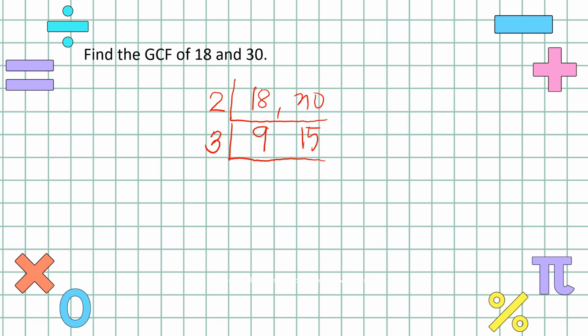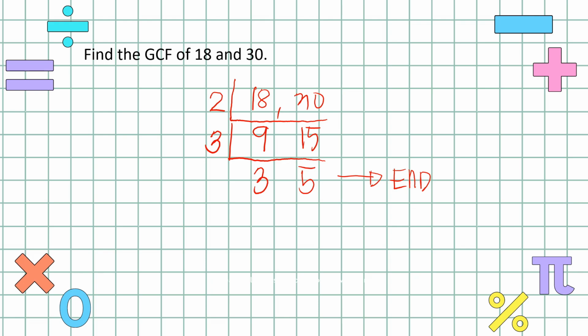Now, continue the same process. 9 divided by 3 will get 3. 15 divided by 3, it's 5. Now, I could say this will be the last step or the end of the process because these two numbers are already prime numbers and they do not have any more common prime factors. So that's the only time we should stop.